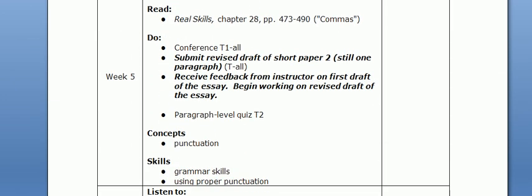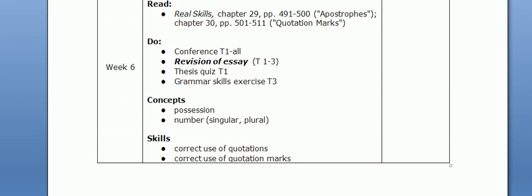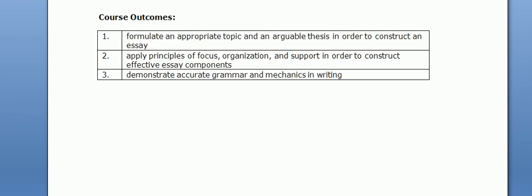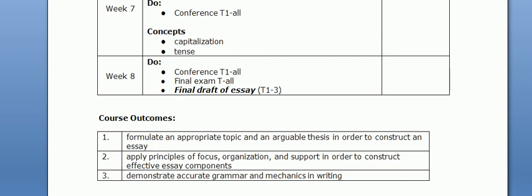In week 5, they'll submit a revised draft of paper 2 and receive feedback on the first draft of the essay. You also have a quiz here and some other tasks. In week 6, they submit a revision of the essay. And in week 8, they submit the final draft of the essay, having gotten feedback from the instructor. So the writing process is key and is embedded into the weekly task.